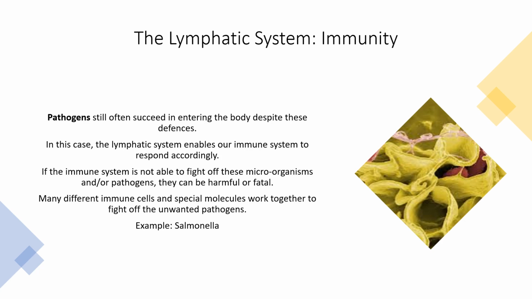So many different immune cells and special molecules work together to fight off these pathogens. An example of that being salmonella or E. coli that you might get as a type of food poisoning. Obviously if it doesn't work, and the pathogens causing the food poisoning win, then you're going to get very sick.